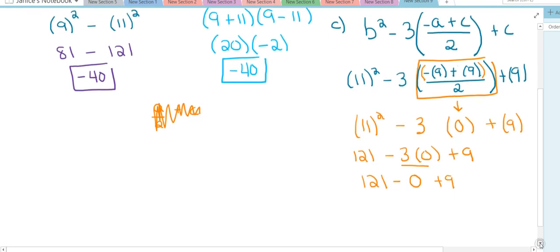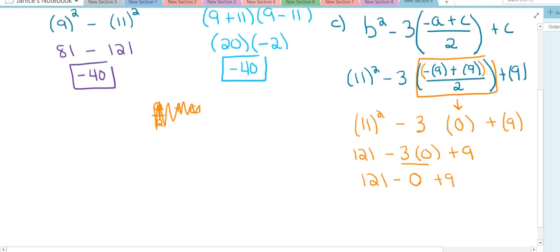Okay, and then the next thing we have is addition, subtraction, left to right. So we first do the subtraction, 121 minus 0, which is going to give us 121. And then plus 9 is the very last thing we do, and that's going to give us 130.